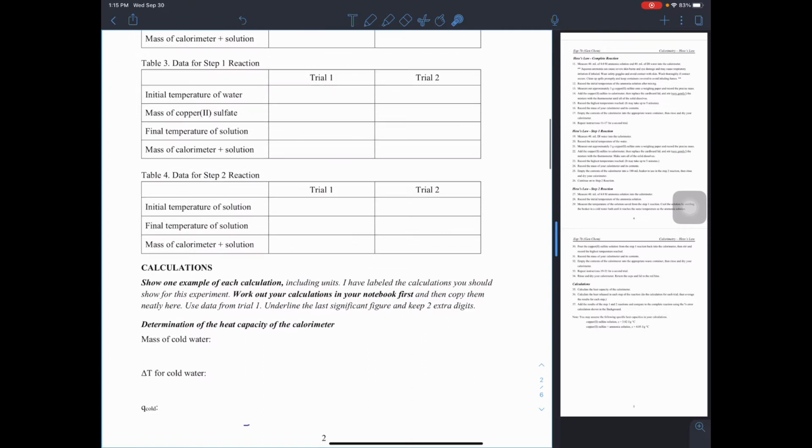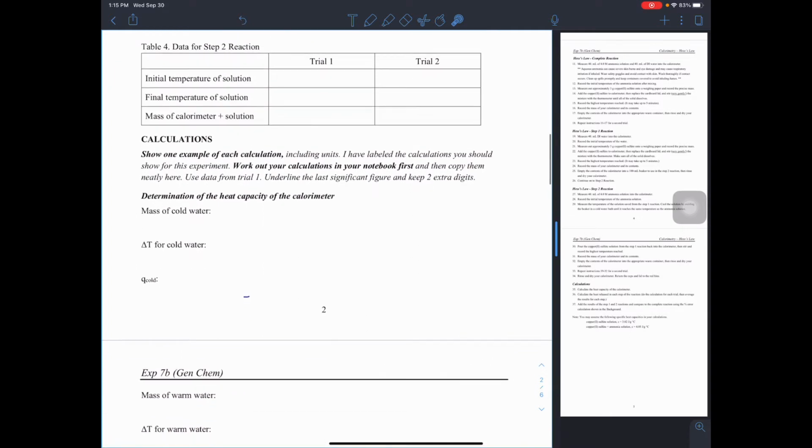So then we get to the calculations, which are confusing because there are so many of them, and all the letters and things are similar, but the actual calculations themselves are very straightforward. In the calculations section, it says show one example of each calculation, including units. I've labeled the calculations that you need to show. Showing the calculation means that you write all of the numbers that were multiplied or subtracted, and you have an equal sign, and you write the final answer.